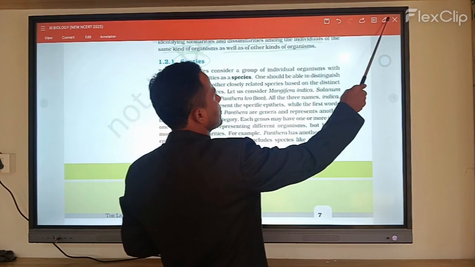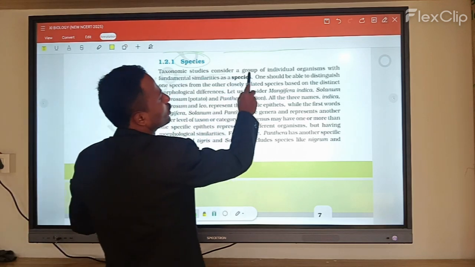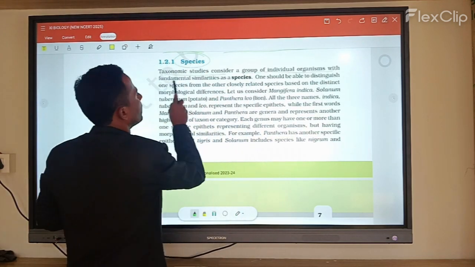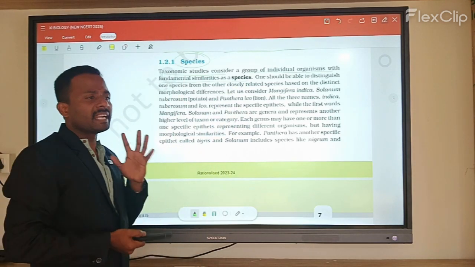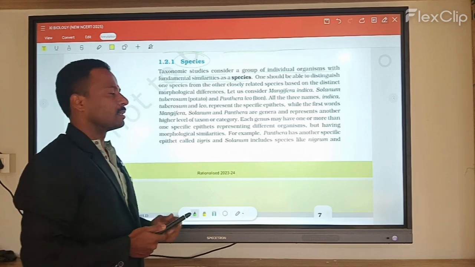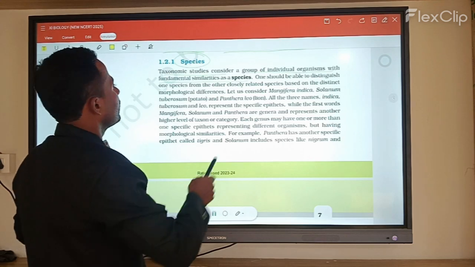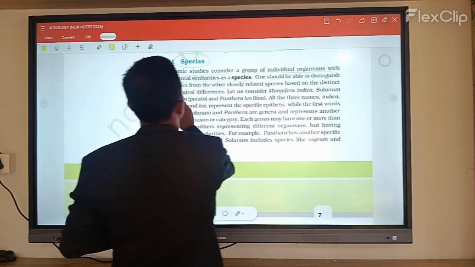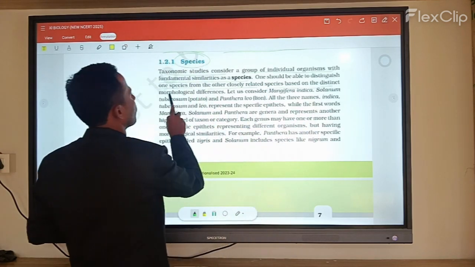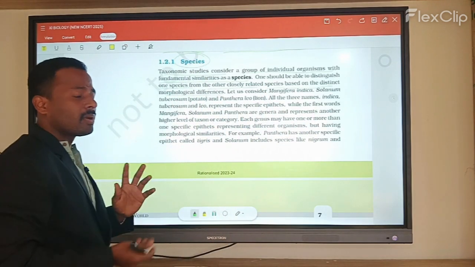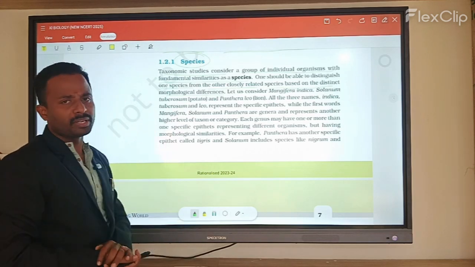The first one is species. The first one is what? The species. See, the taxonomic study considers a group of individual organisms with fundamental similarities as a species. So each and every species contains a fundamental similarity, meaning one particular character is present. Here one should be able to distinguish one species from another closely related species based on distinct morphological differences. So there are different morphological characters based on which we can separate the different plant groups.